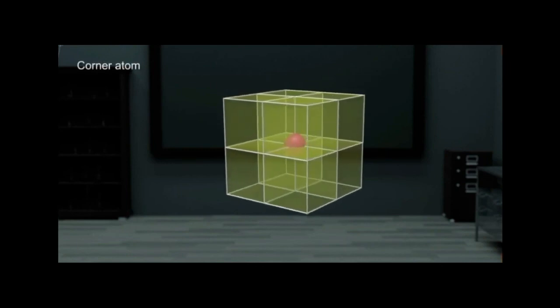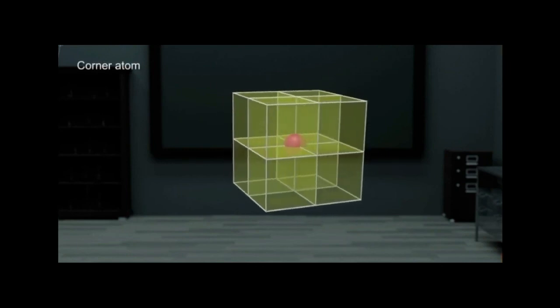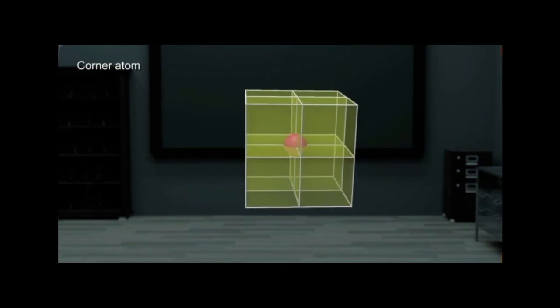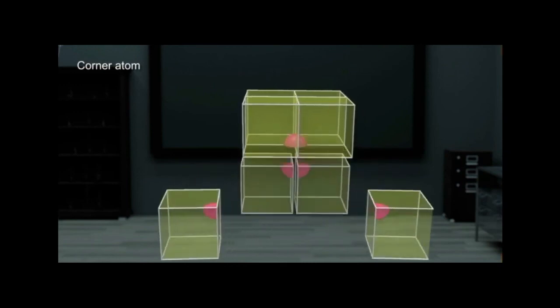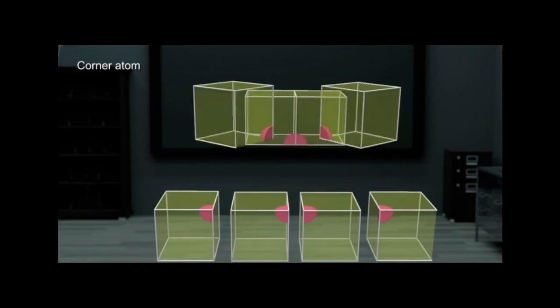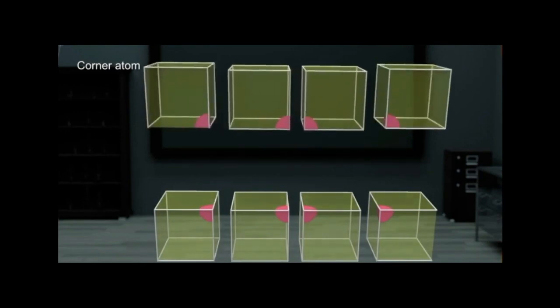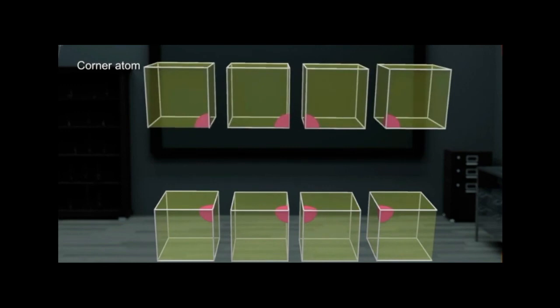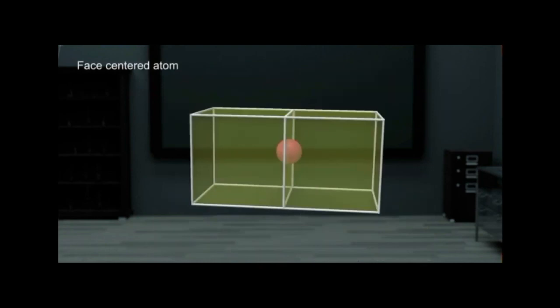Now let us see the particle which is there at the corner. As I said, it is 1/8 because 8 such unit cells will be sharing one. You can see very nicely 4 on the lower layer and 4 on the upper layer, so they are combining together. That's why one particle that you see at the corner is represented as 1/8, because 8 different unit cells will be sharing that one corner.